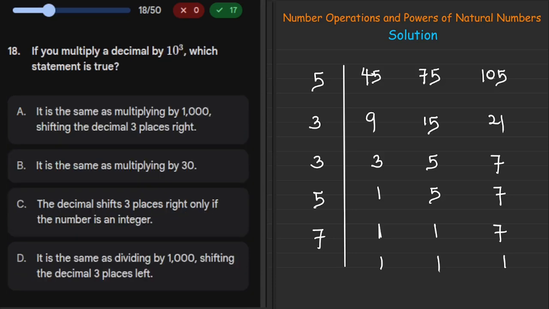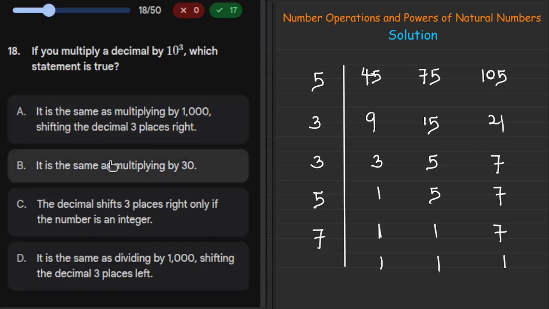Question number 18. If you multiply a decimal by 10 to the power 3, which statement is true? Remember, 10 to the power 3 is simply 1,000. You see, so how many zeros has 1,000? 3. Sometimes you can just use the power you have over here. If you are multiplying a decimal by 10 to the power 3, it simply means you are moving the decimal point 3 times to the right.